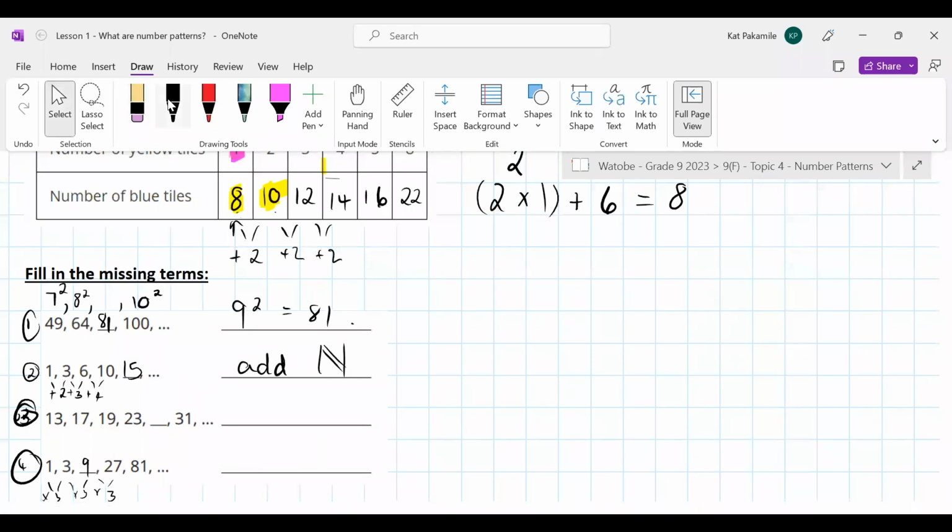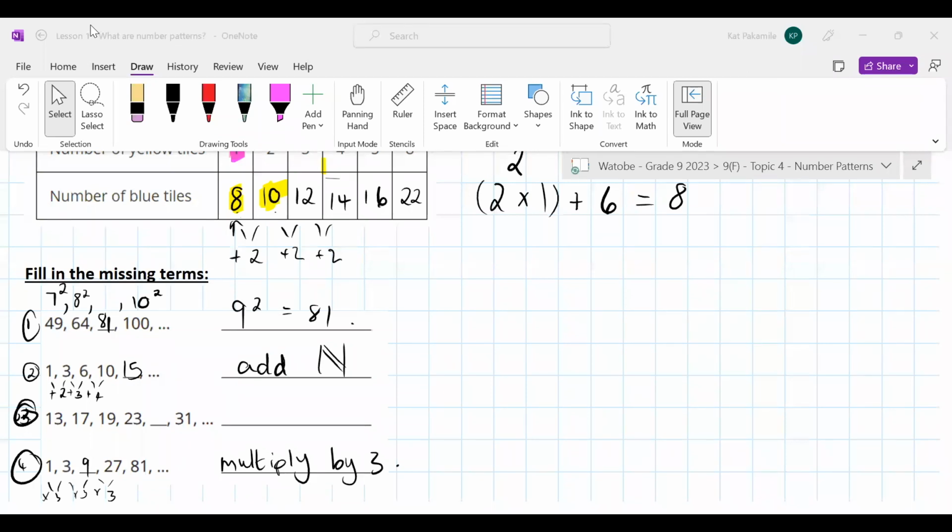So for the last one, Eddie has shown us that we multiply the previous number by 3. Okay. Also, ma'am, sorry for working ahead, but I just like the 9 times table, so that's why I worked there.